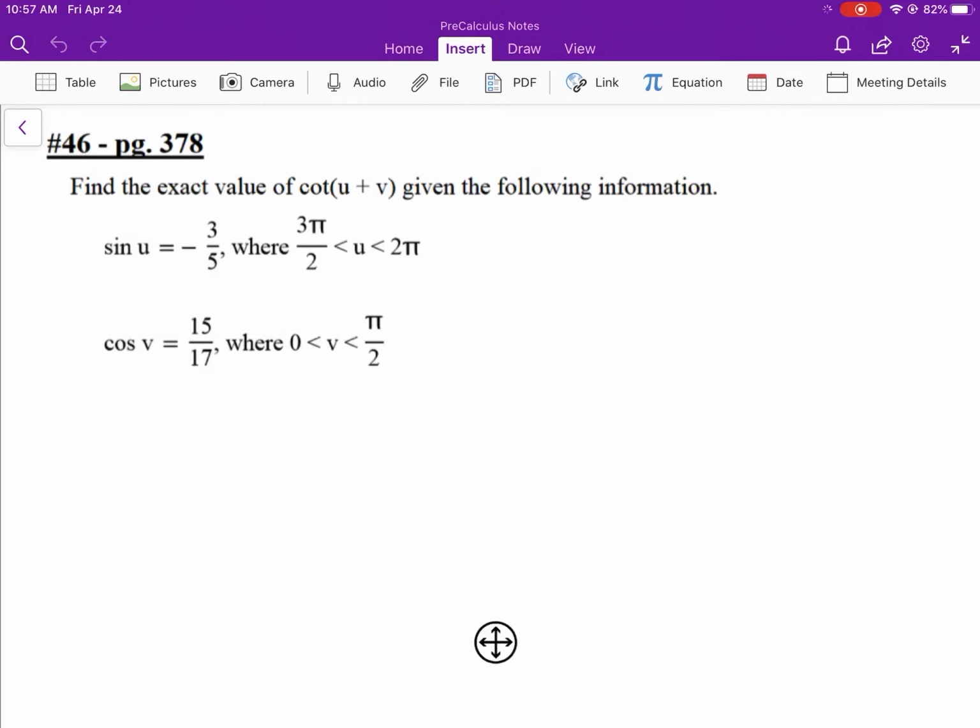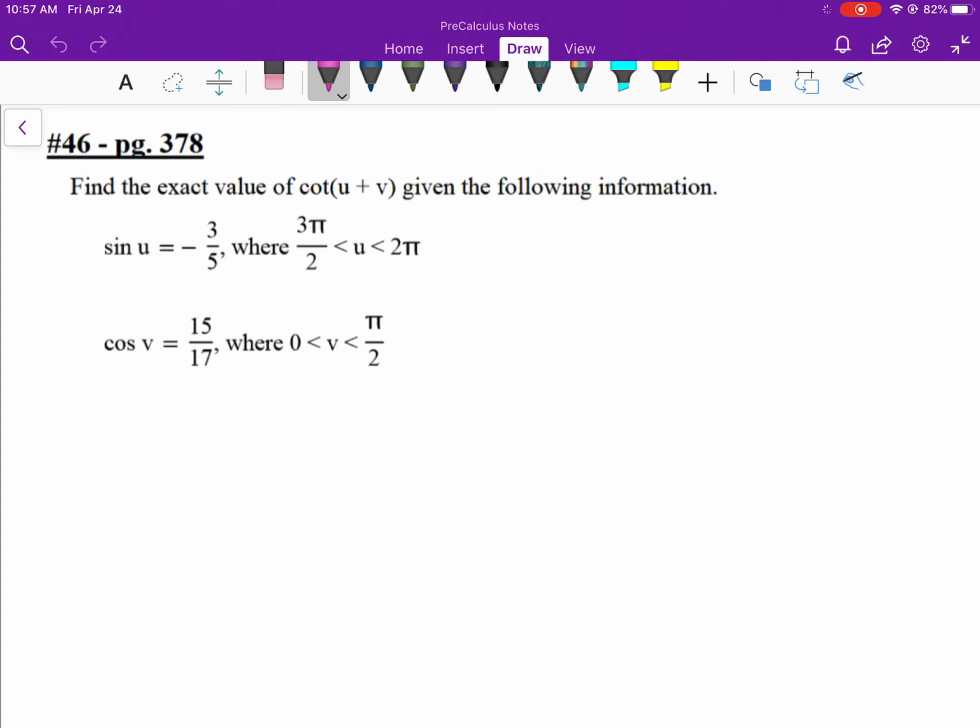Pre-calculus, this is the last day of lesson 5.4. I'm going to show you 3 other problems that you're going to see in our last homework assignment over this lesson. Number 46, this is out of your textbook.